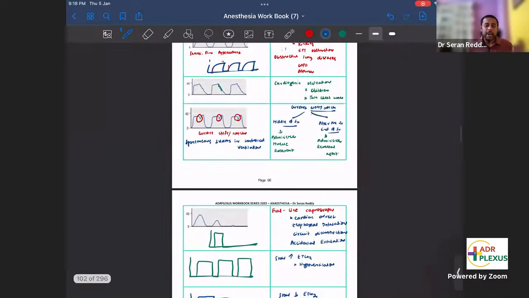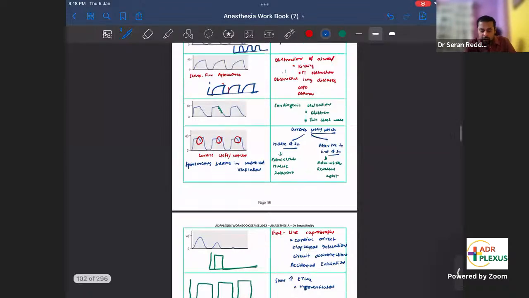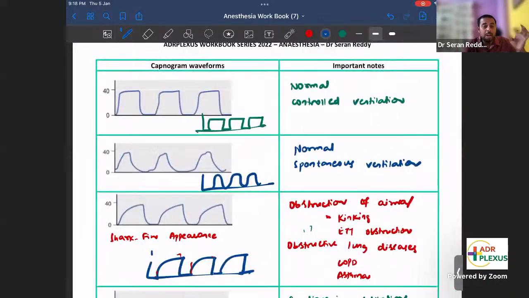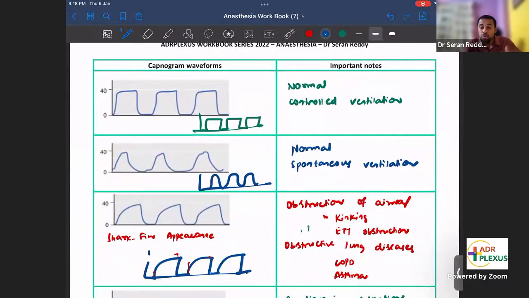Okay, so this is what I want you to remember about these capnography waveforms. If you can remember these 12 waveforms, you can't miss a question from the capnography waveform. So quickly to consolidate, see here, this is a normal inverted square shape, normal controlled ventilation. Inverted U-shaped is a normal spontaneous ventilation.